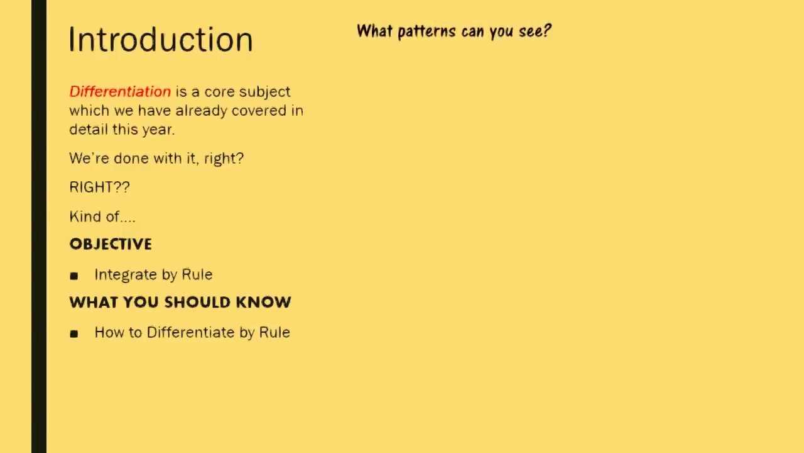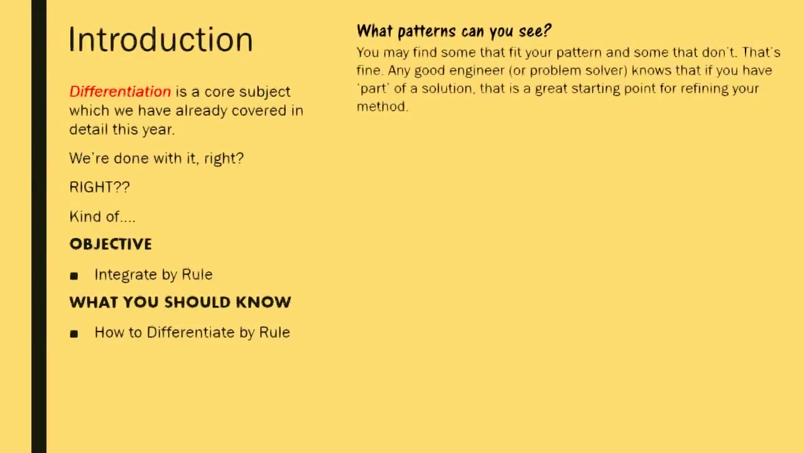So what patterns can you see? You might find that some fit your pattern and some don't. That's fine. Any good engineer or anybody who's trying to solve any problems will tell you that if you know part of the solution, you're part of the way along developing the whole solution for yourself. It's a great starting point because whenever you're testing theories, you change the variables as you go along and test them for various solutions to see if you can tweak it a little bit to see if it can work. So let's look at each of these in order.